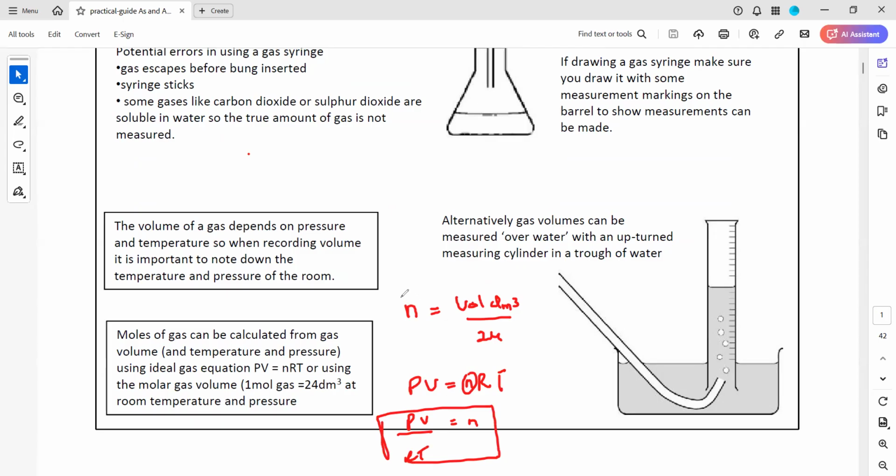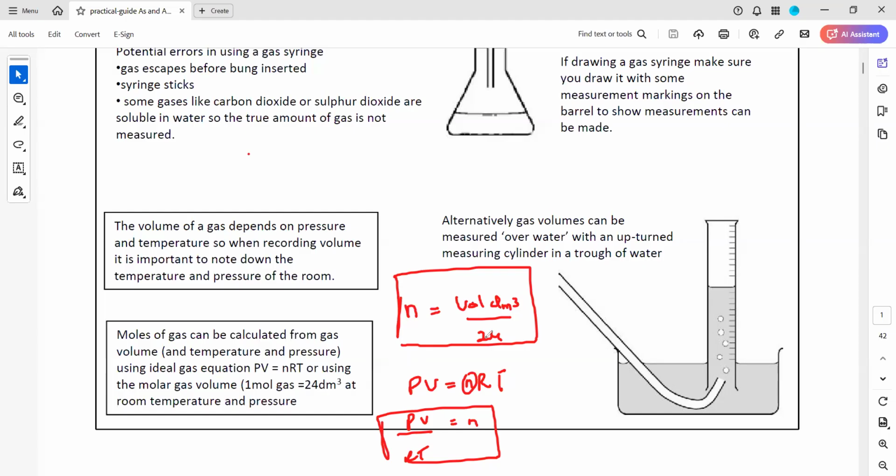It depends, because this one is valid when you have standard conditions, at 25 degrees centigrade or 298 Kelvin and 1 atm. Then you can directly use this formula, volume in dm³ divided by 24. But if the conditions are not standard, like the temperature may not be 25 and the pressure is not 1 atm, in that case, you can use the formula PV equals nRT.